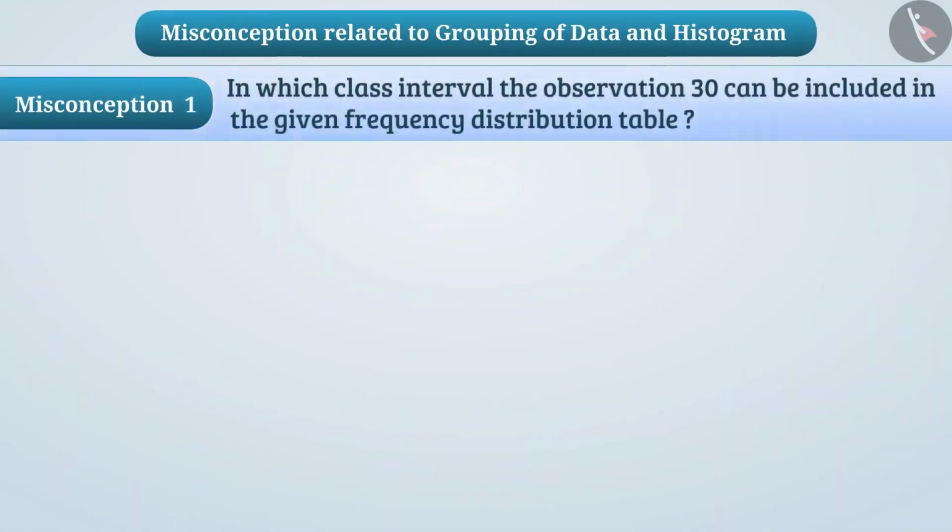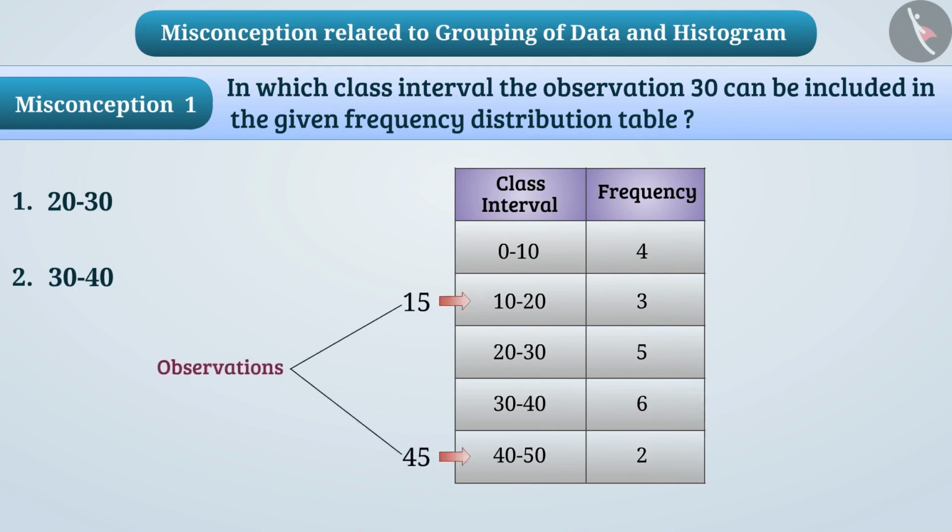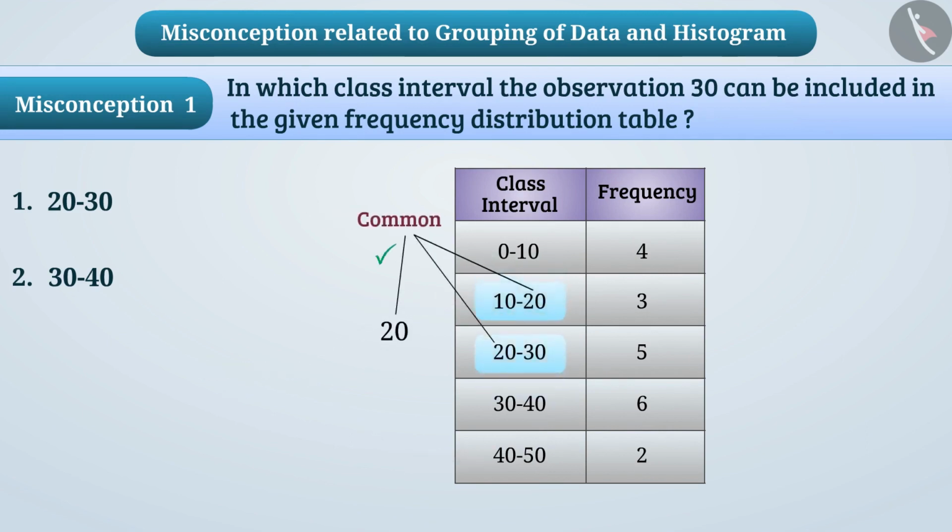Misconception 1. In which class interval the observation 30 can be included in the given frequency distribution table? In the frequency distribution table, children easily classify observations that are not common to two class intervals, but when they find an observation that is common to two class intervals, they cannot classify it.